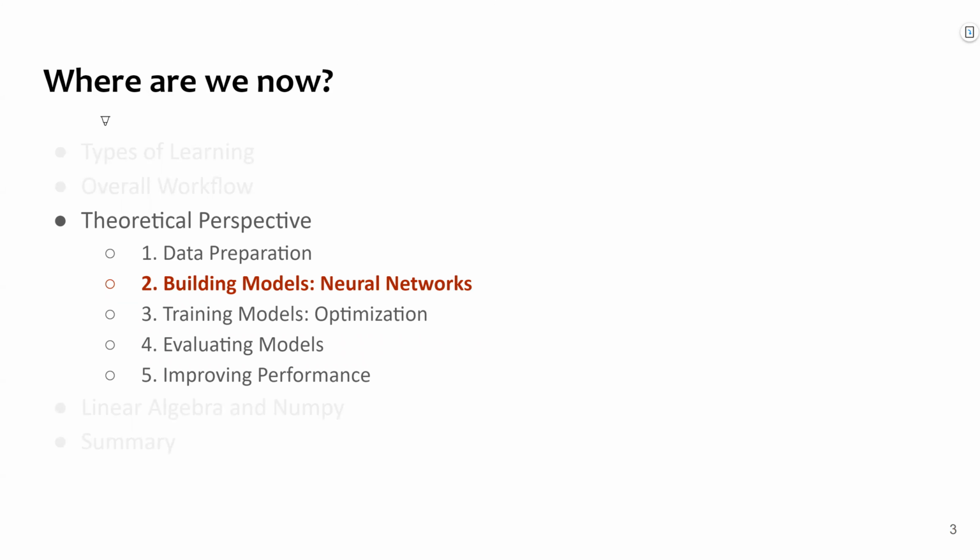Before we move on to our contents, let's see where we are now. I told you in the previous lectures that these 5 steps are general steps for building AI models, ML or DL, machine learning or deep learning. The first step was data preparation. And after preparing the data for our models, we actually need to build models. And we're going to use neural networks. And then we're going to train our models from the data we prepared.